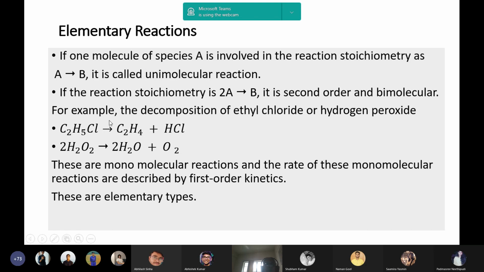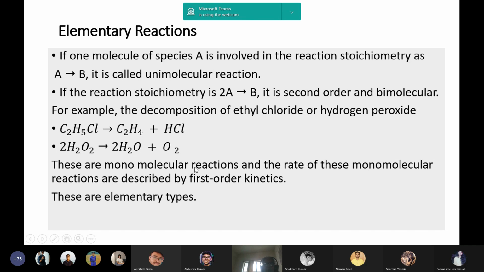Some examples are given: ethyl chloride going to ethylene plus hydrogen chloride, HCl being in the gas phase. This is also a gas phase ethylene decomposition reaction. And the H2O2 decomposition reaction: if you keep hydrogen peroxide in a glass bottle, after a few days you will find it has become water, and oxygen is filled at the top.